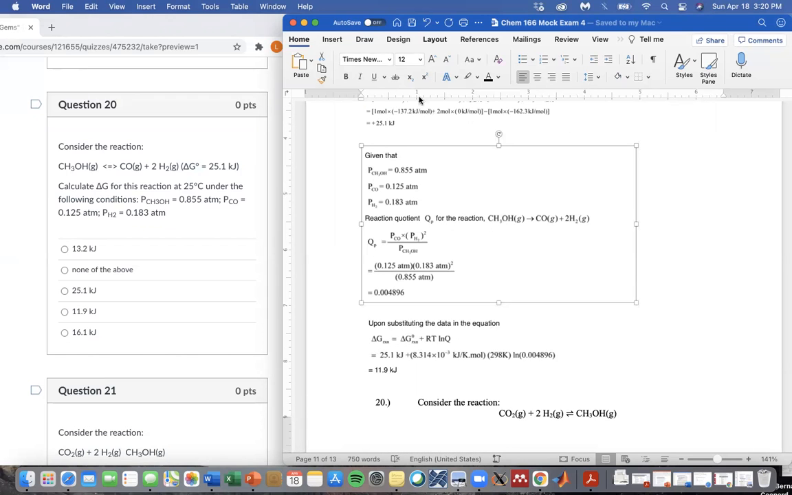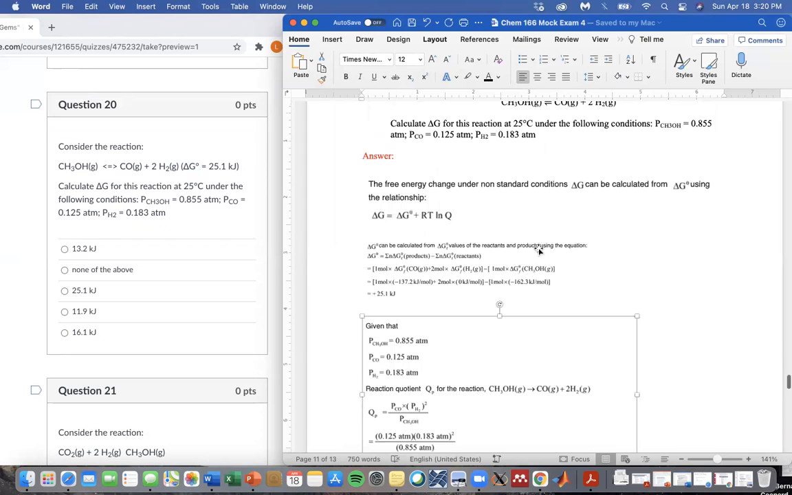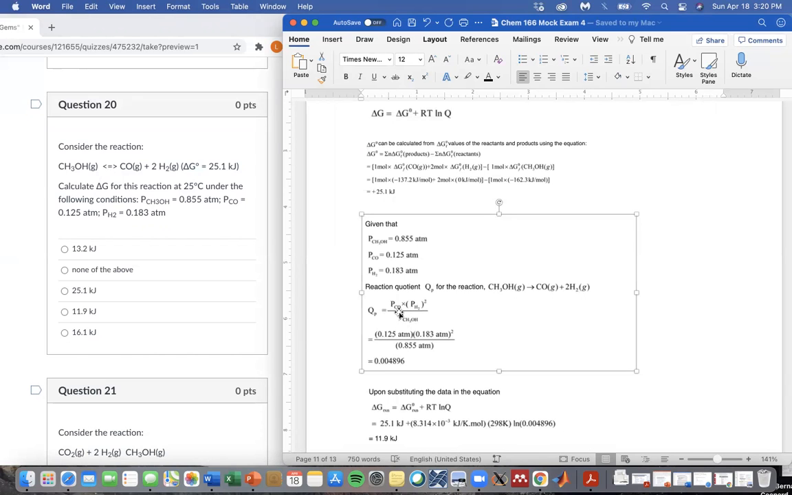So if you remember this reaction, it's given to you: CH3OH going to CO2 plus 2H2. Our Q expression is just like our K expression, just not necessarily at equilibrium. So it's our products over our reactants. We have the pressure of carbon monoxide times the pressure of hydrogen, squared because of the stoichiometric coefficient of 2 in front of it, and then we put that over CH3OH because that's our reactant. So that's our Q expression.